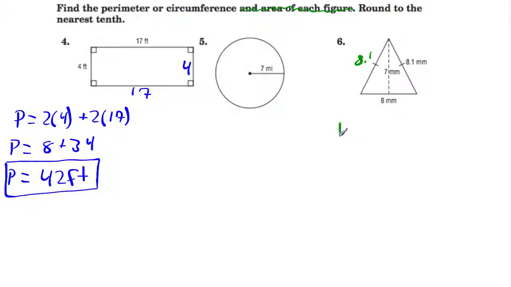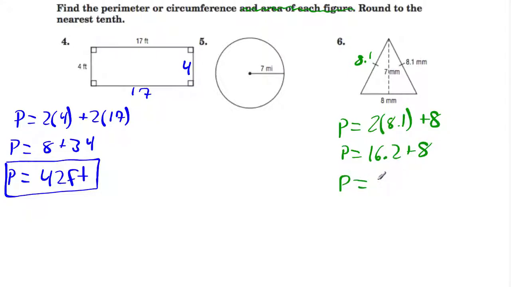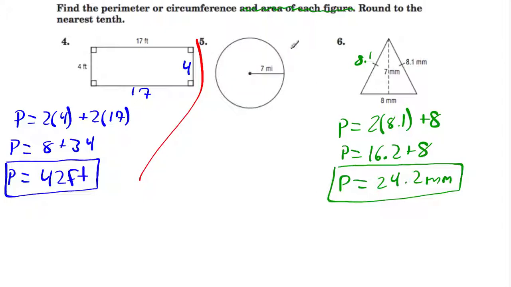So what we have for the perimeter is 2 times 8.1 plus 8. So the perimeter is going to be 16.2 plus 8, so the perimeter is going to equal 24.2 millimeters.